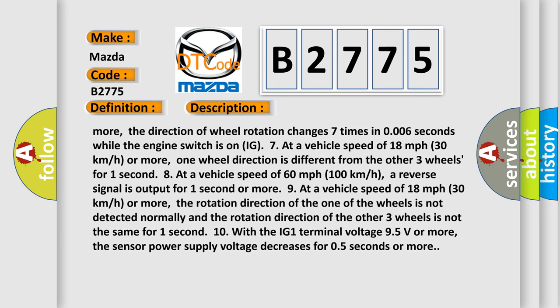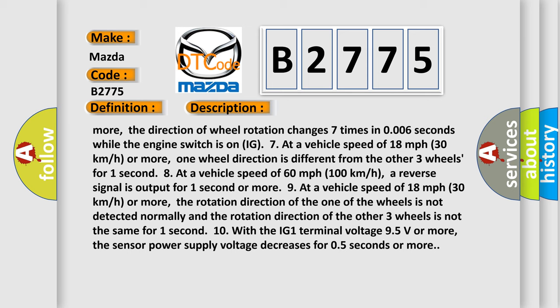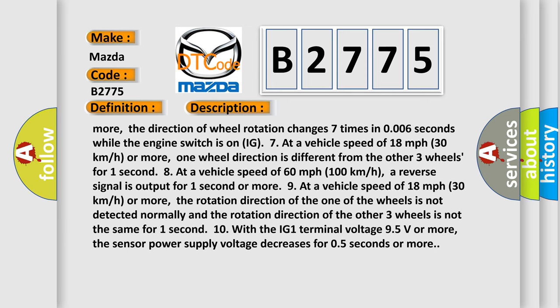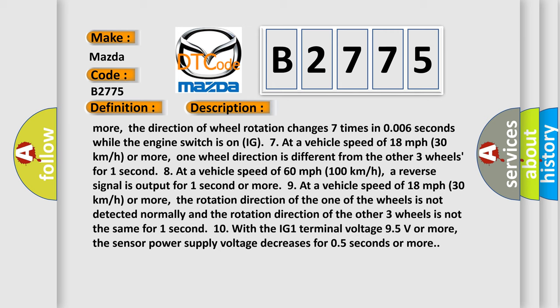9, at a vehicle speed of 18 miles per hour, 30 kilometers per hour or more, the rotation direction of one of the wheels is not detected normally, and the rotation direction of the other three wheels is not the same for 1 second; 10, with the IG1 terminal voltage 9.5 volts or more, the sensor power supply voltage decreases for 0.5 seconds or more.